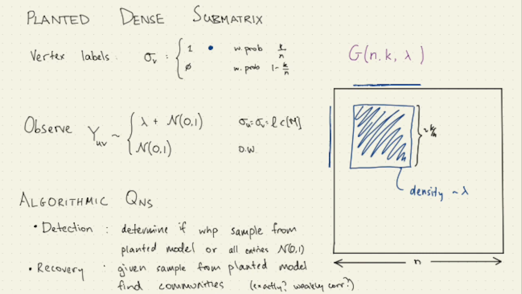So the algorithmic questions you could ask: if you're given either a sample from this model or a sample from the model where you don't have a raised mean, you could determine which one. You could try and recover something, so perhaps try and get an estimator over a particular vertex, whether or not it's inside the community, and counting, which we'll talk about in a sec.